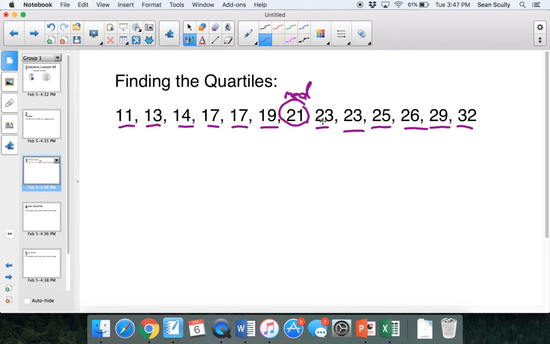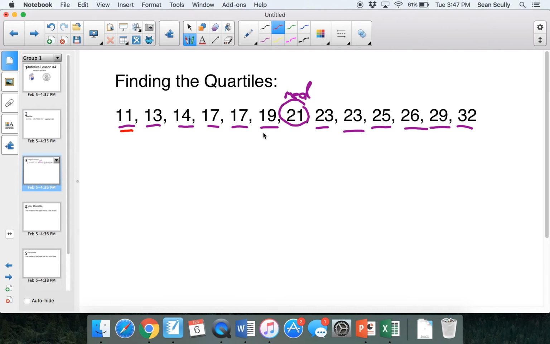So now we have 2 equal groups, right? We have 6 numbers down here, 6 numbers up here, but we need 4 equal groups. So what we're going to do is actually find the median of the lower half of data. That's going to be our lower quartile. And the median of the upper half of data, that's going to be our upper quartile. So we cancel 11. Don't use the actual median when finding the quartiles. I don't want to use this 21 to find both the lower quartile and the upper quartile. Don't use it at all.